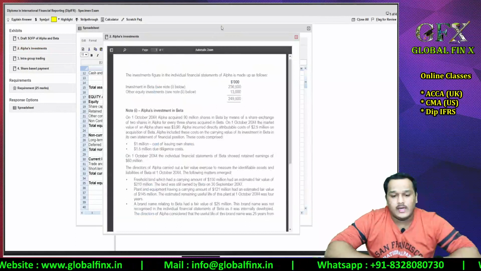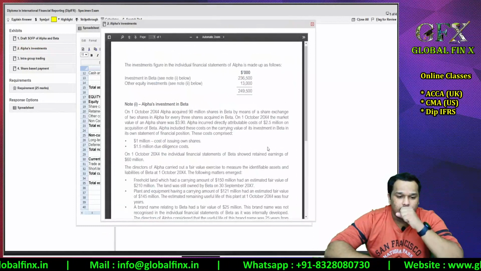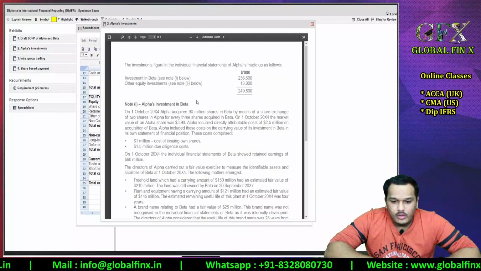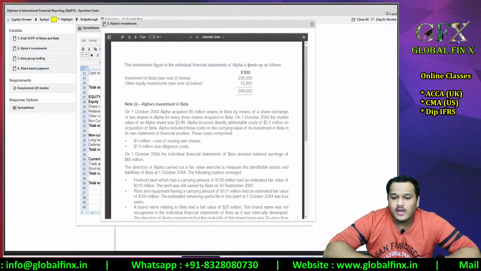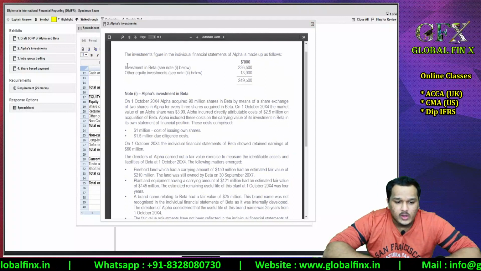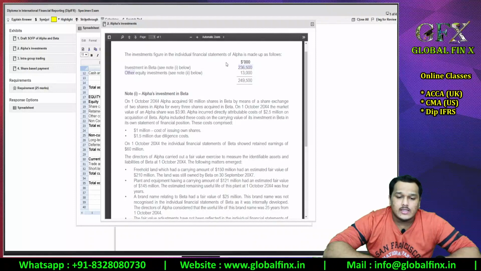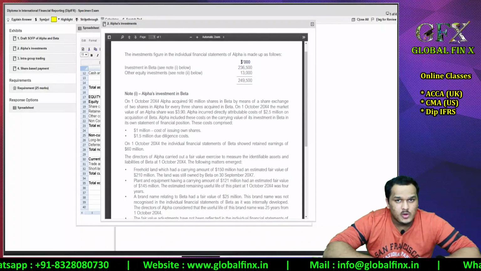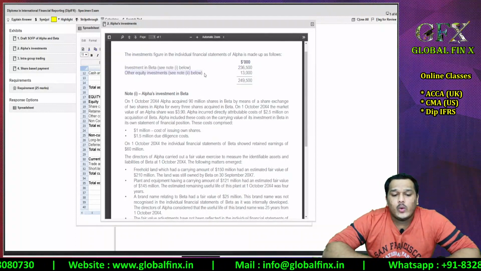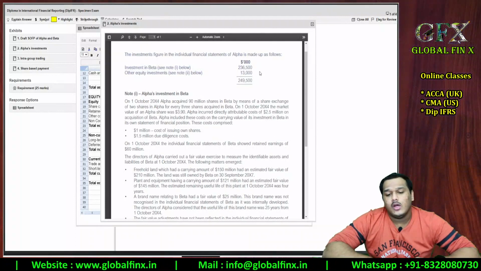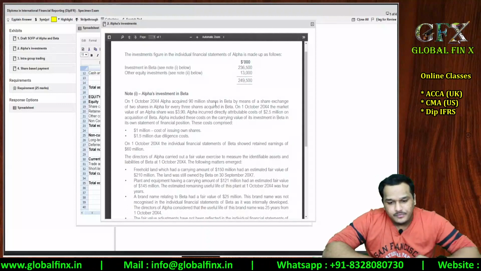So the first adjustment that is given is investments of alpha. Okay, so what are the investments of alpha here? The investments figure in the individual financial statements of alpha is made up of the below details. One is investment in beta, that is the subsidiary company, 236,500 in thousands. This entire question is in thousands, so please be very careful. Then other equity investments are also there, which is 13,000. Okay, there are investments in other companies as well, which is 13 million usually.